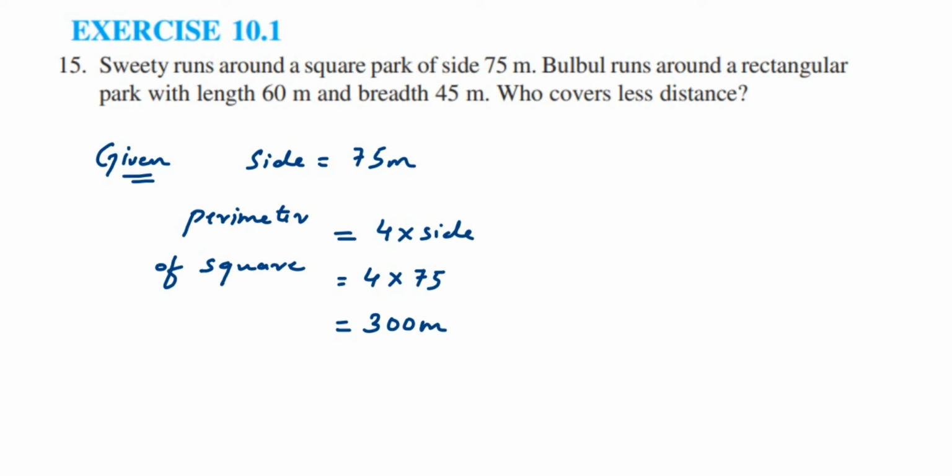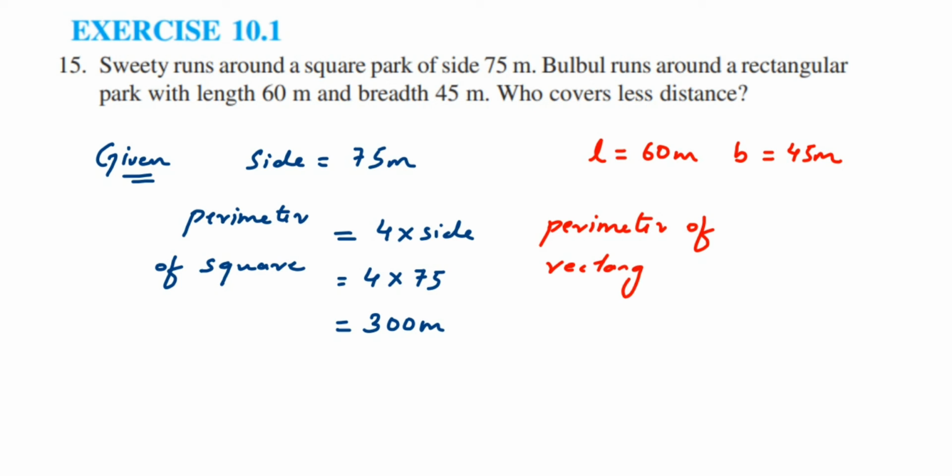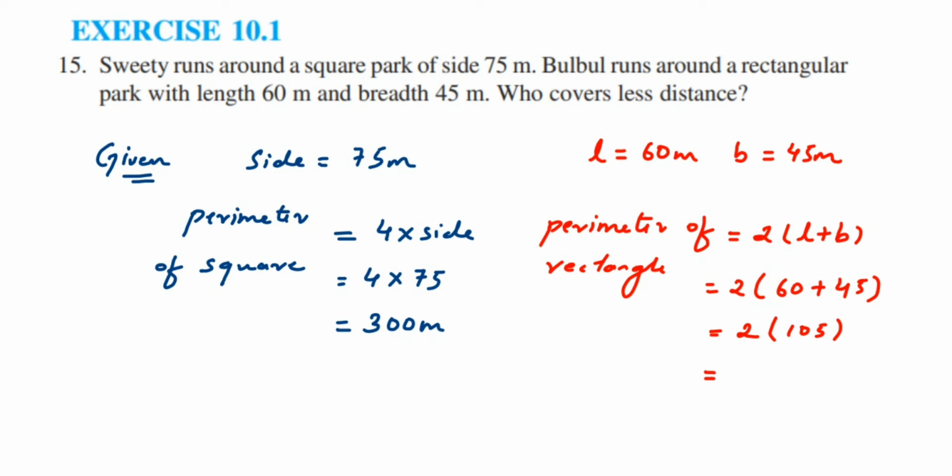So we know length and breadth. Length is equal to 60 meter and breadth is equal to 45 meter. We're going to find out the perimeter of the rectangle. So perimeter of a rectangle is equal to 2 into (L plus B). We're going to substitute the values here. So 2 into (length 60 plus breadth 45). This is equal to 2 into 105. So 105 multiplied by 2 is equal to 210 meter.